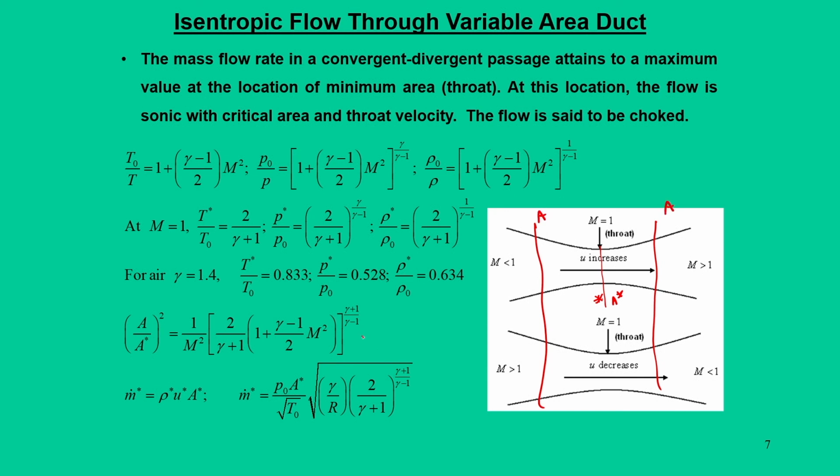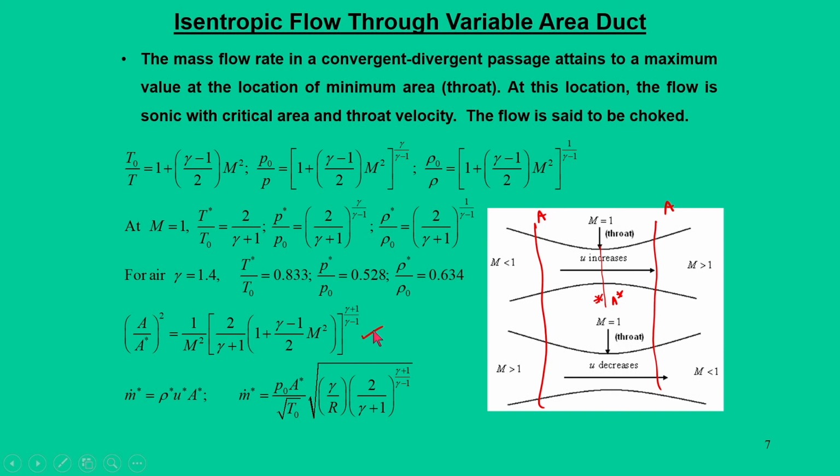Based on this, the area Mach number relation is framed, and it is quadratic in nature and has two solutions. One is the supersonic value, the other is the subsonic value. That means, for a given area ratio there are two possible values of Mach number, one subsonic and the other supersonic.